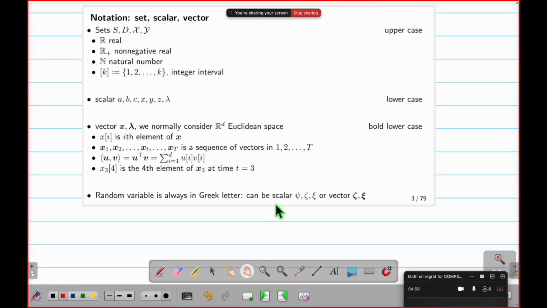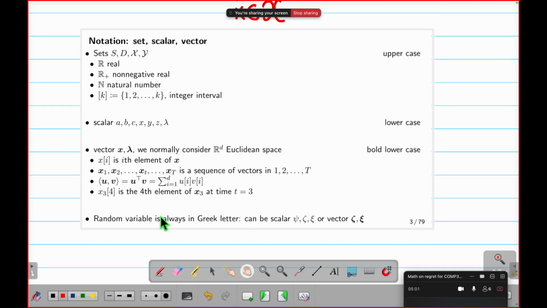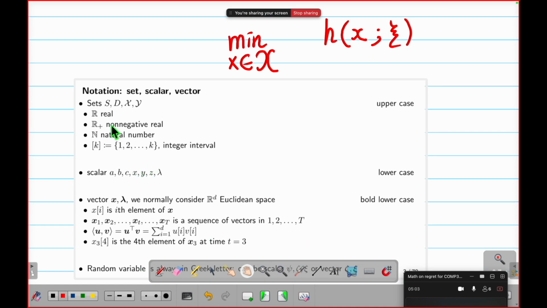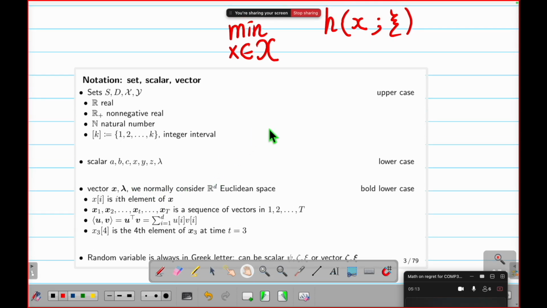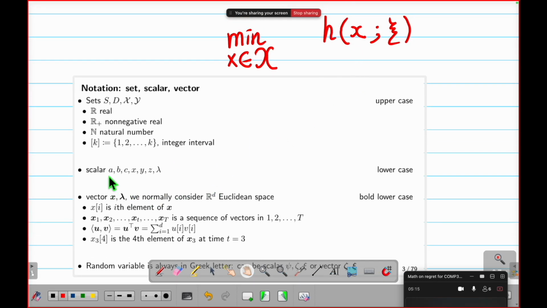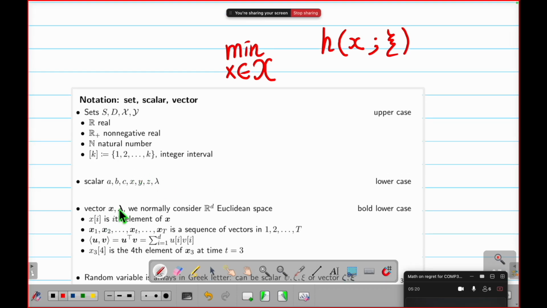So all the Greek letters are always random variables. And then x, y, z, alpha, lambda are like scalar or parameter. So these three are random variables. Alpha, beta, gamma, delta are like parameters. And then x, y, z, a, b, c are like scalars. Notation is very simple. This is a set. So this is a variable. This is a matrix. These are the sets. And then this big X is a big set, right?